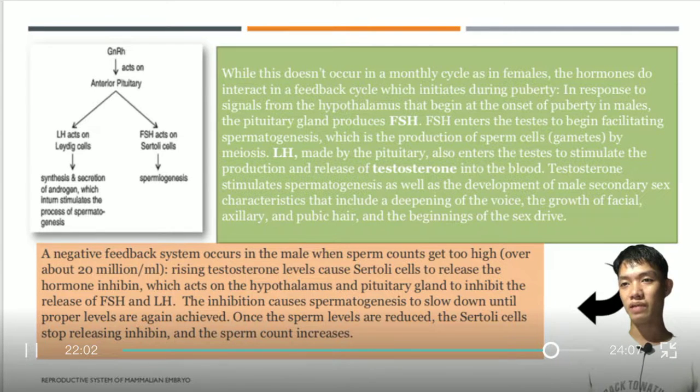A negative feedback system occurs in the male when sperm counts get too high, over about 20 million per milliliter. Rising testosterone levels cause Sertoli cells to release the hormone inhibin, which acts on the hypothalamus and pituitary gland to inhibit the release of FSH and LH. The inhibition causes spermatogenesis to slow down until proper levels are again achieved. Once the sperm levels are reduced, the Sertoli cells stop releasing inhibin and the sperm count increases.